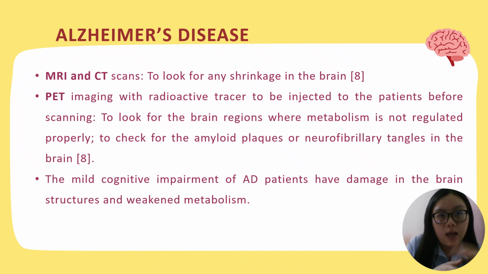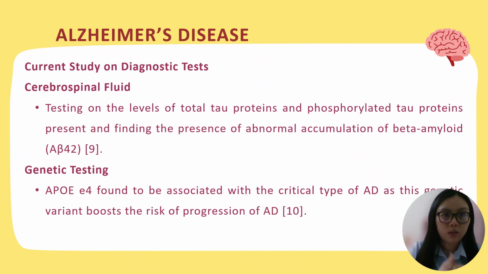At present, MRI and CT scans are commonly used to look for any shrinkage in the brain. Besides, PET scanning with radioactive tracers is used to look for the brain regions where the metabolism is not regulated properly, and to check for any amyloid plaques or neurofibrillary tangles in the brain. At the current stage, the biomarkers are still under research for potential use as diagnostic lab tests.